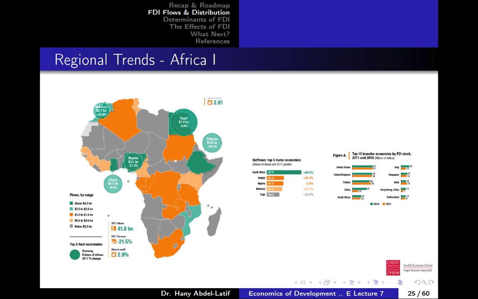So what is happening here in terms of FDI? You might be surprised to see that in 2017, the share of Africa of the FDI is 2.9%. It's a very, very small share compared to the FDI. This graph shows you the flows to the big five host economies. These are the circled ones: 1, 2, 3, 4, 5. So we're looking at Egypt, Ethiopia, Nigeria, Ghana, and Morocco.